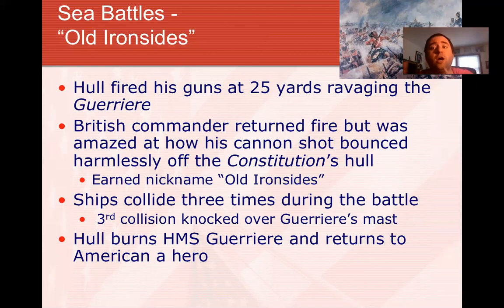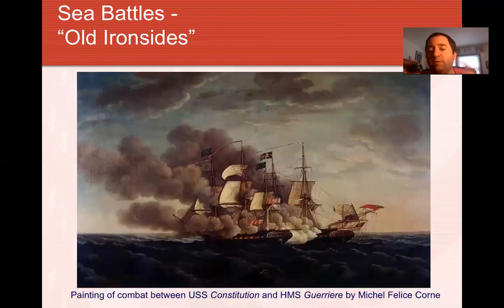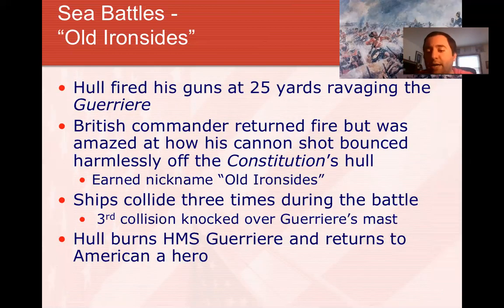So remember I said trial and error for the United States here and also for Britain. Is this ship going to be a good advantage for the U.S.? It seems that way right now. The ships collide 3 times during the battle. So a total of 3 times you could see here. They're literally right on top of each other. Great collisions. They're going to collide 3 times. The third time they collide.